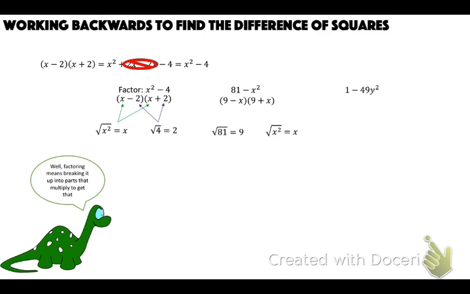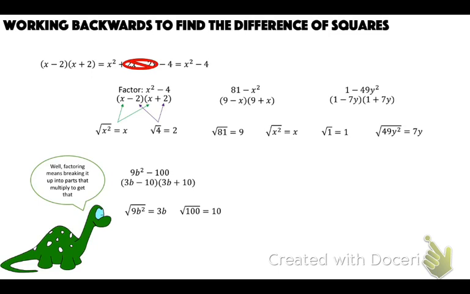This one, 1 minus 49y squared. Well, square root of 1 is 1. Square root of 49y squared. Well, the square root of 49 is 7. The square root of y squared is y. So that's going to be 1 minus 7y and 1 plus 7y. Okay, this one, 9b squared minus 100. Again, just factor it. So square root of 9b squared is 3b. The square root of 100 is 10. So that's going to be 3b minus 10 and 3b plus 10.